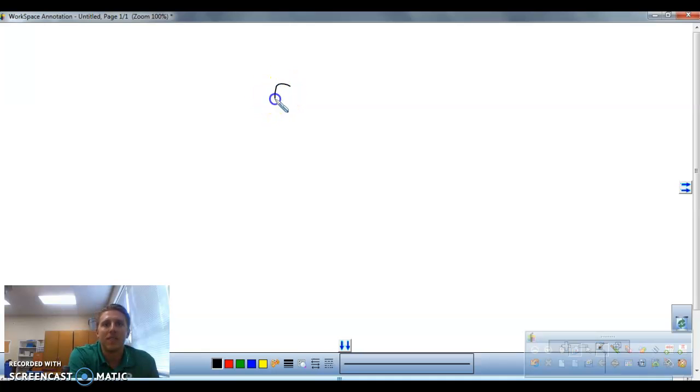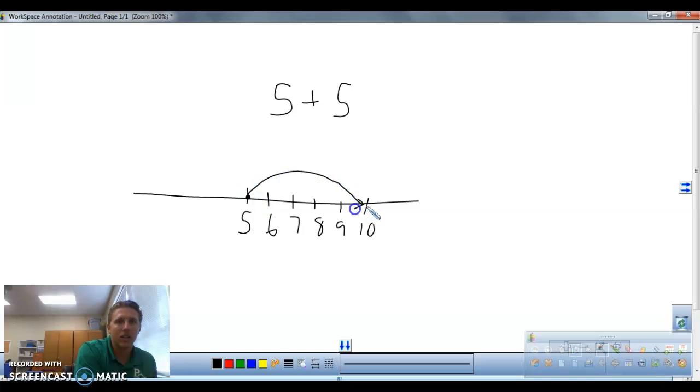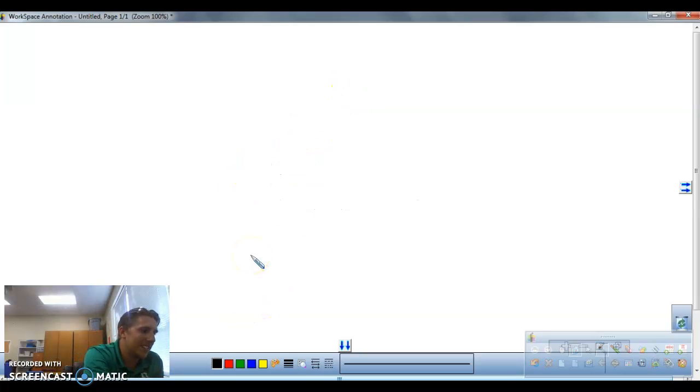So let's just say we have 5 plus 5. Well, on a number line, we're going to start at 5. If we went 1 more, we'd be at 6. If we went 2 more, we'd be at 7. 3 more, we'd be at 8. 4 more, 9. And if we went 5 to the right, we end up at 10. Okay, that's 5 plus 5. You guys have been doing that since like kindergarten, so you're used to that.